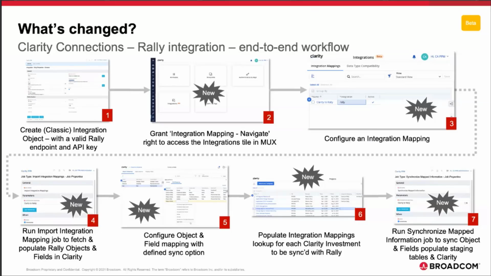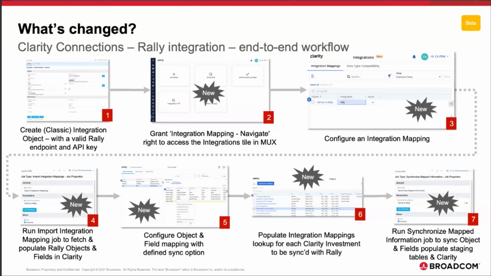After that, you need to run what's called the import integration mapping job. I have many more details about these jobs and this process in a second. But I just want to say that after you create that initial relationship between your integration mapping and the integration object, you need to run a job to prefetch all the Rally objects and fields and populate that in Clarity. That information that you just brought over is then used to map the Rally objects and fields with Clarity without any network delay. All the information is right there in front of you.